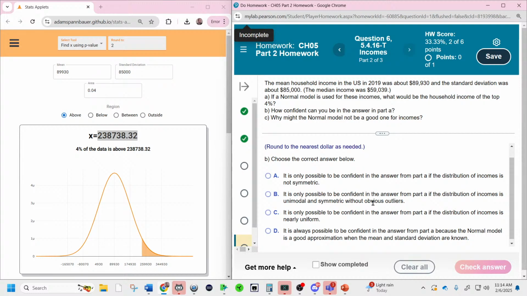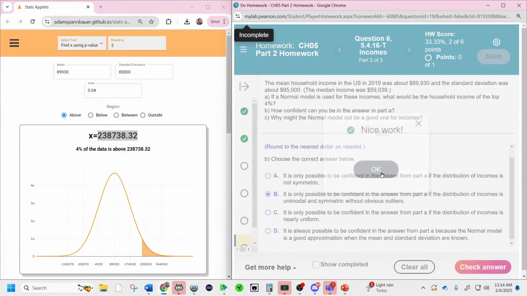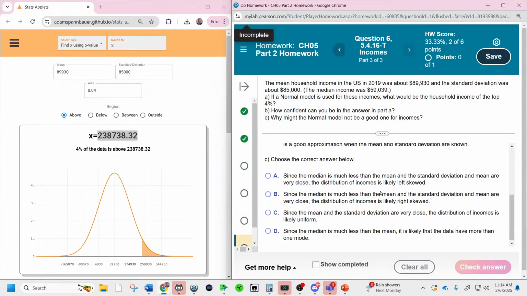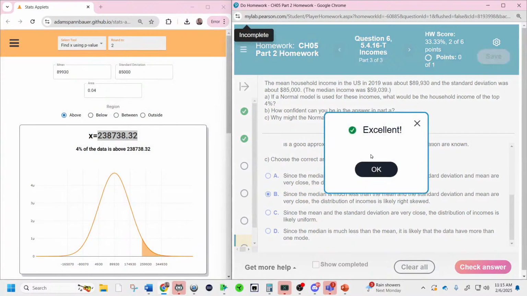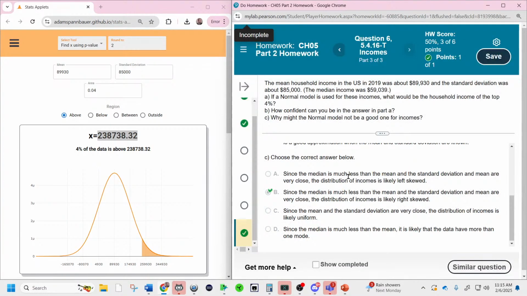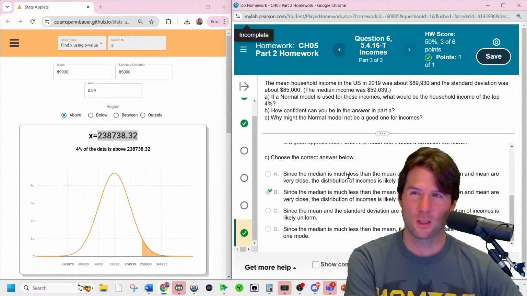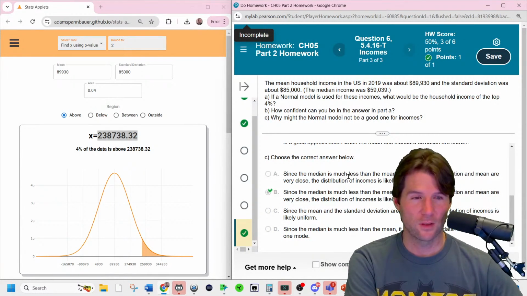And it's probably because the data is only possibly confident if the data is unimodal, symmetric, without obvious outliers, which it probably is not. This data is probably extremely skewed. Since the median is much less than the mean, and the standard deviation and mean are very close, it indicates a very right skew. Remember we said the mean is being pulled in the direction of the skew. So pretty good question right there, using the normal applet and having us find the top 4%.